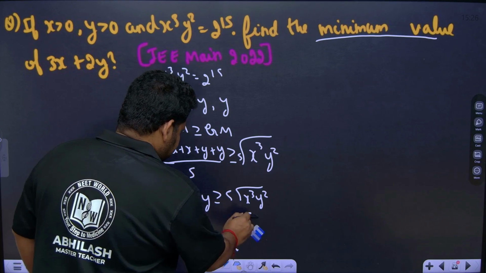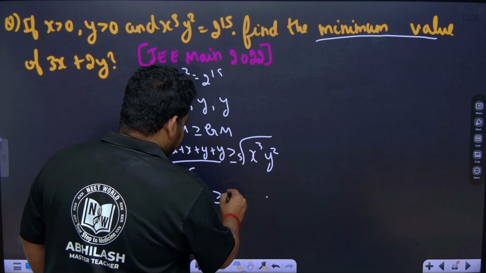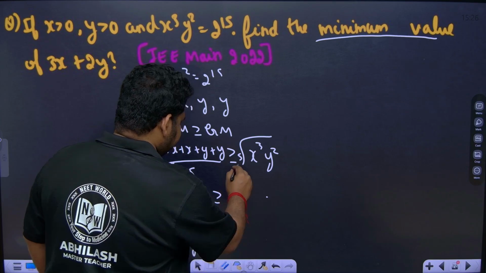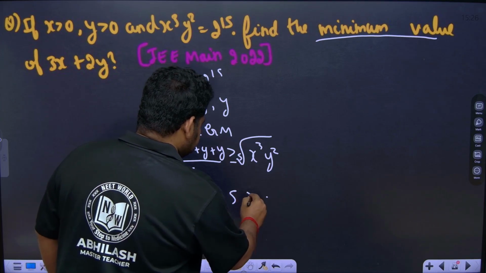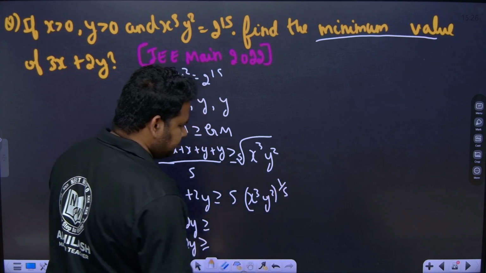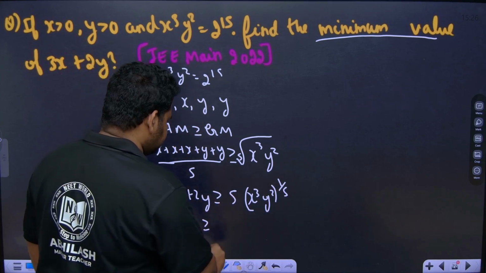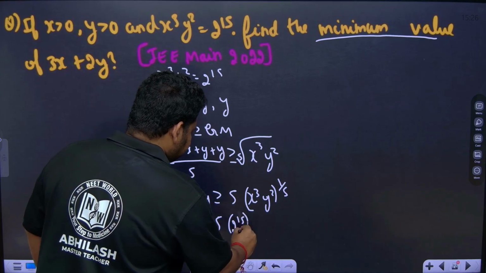So then only this will change. This will become equal to, not 25, this will be the 5th root. So this will become 5 into x cube y square to the power of 1 by 5. So this will become 5 times x cube y square, that is 2 power 15, to the power of 1 by 5.